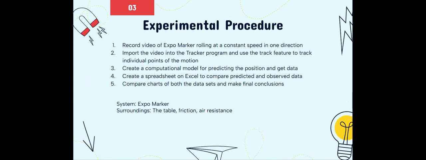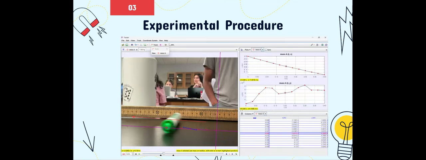Our experimental procedure includes recording a video of an expo marker or system rolling at a constant speed in one direction. We'll then import the video into the tracker program and use the track feature to track individual points of motion. We'll create a computational model for predicting the position and get data from it. And we'll create a spreadsheet on Excel to compare predicted and observed data. We'll compare charts of both the data sets and make our final conclusions. Our system is our expo marker, and our surroundings are anything acting on it: the table, friction, air resistance, and normal force.